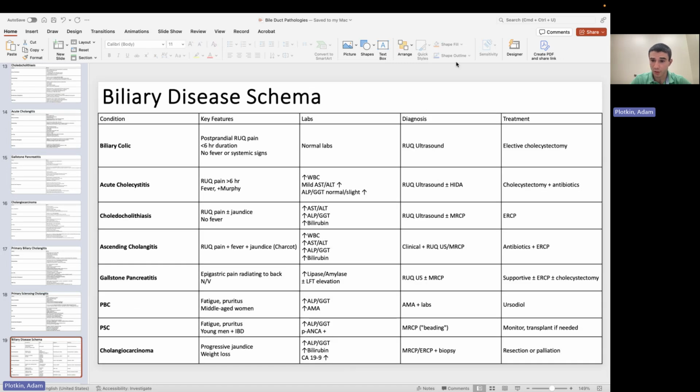All right. So this was my schema. I am not going to go through all this. I put this on here so you guys can take a screenshot and then use it on your own for studying. But again, we talked about biliary colic, acute cholecystitis, choledocholithiasis, ascending cholangitis, gallstone pancreatitis, PBC, PSC, cholangiocarcinoma. Please, please, please take a screenshot of this. If for some reason it's not showing up on your screen perfectly, if it's blurry, email me and I will send you the slide, because this is literally everything I said in one fell swoop. I don't want to waste my time reading it, you guys can read this on your own.